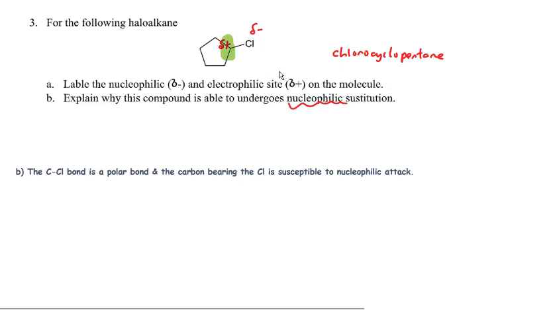If I have a nucleophile, a very easy example is OH minus, this OH minus will attack directly on the carbon bearing the delta positive. So in a sentence, we can say that the carbon-chlorine bond is a polar bond. The carbon bearing the chlorine is susceptible to nucleophilic attack. It is susceptible, which is also prone to nucleophilic attack. It is easier for the nucleophile to attack, susceptible.